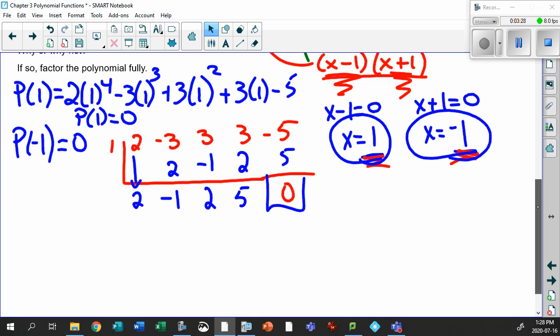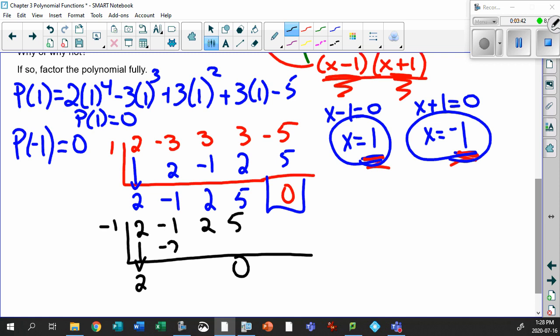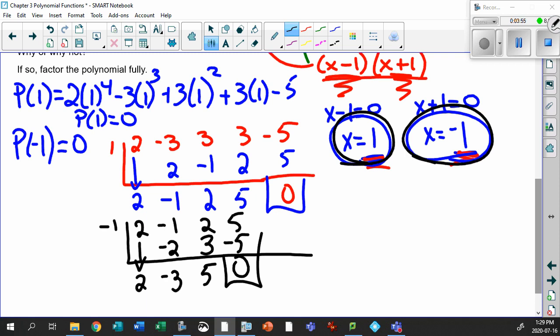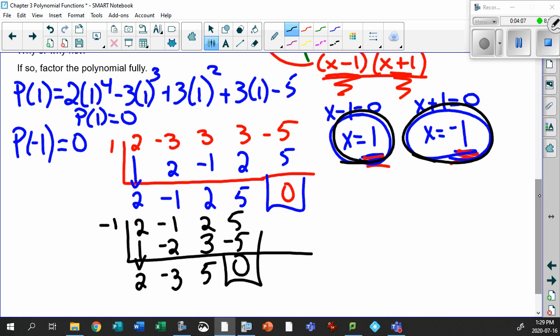Put the same numbers here, but now use minus 1. Okay, here we go. Watch. 2, negative 1, 2, and 5. That better give us 0, right? Let's find out. There's a 2. 2 times minus 1 is minus 2. That gives you minus 3. Minus 3 times minus 1 is 3. 3 plus 2 is 5. 5 times minus 1 is minus 5. And lo and behold, there's your 0. So now you've divided it out by this factor and that factor. In essence, you actually divided it out by x squared minus 1. And they both work.